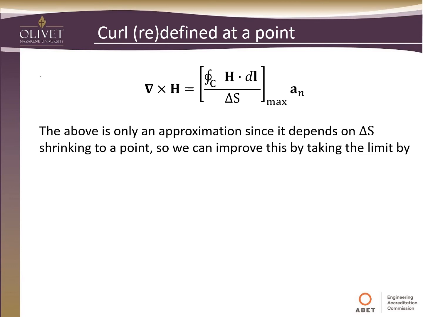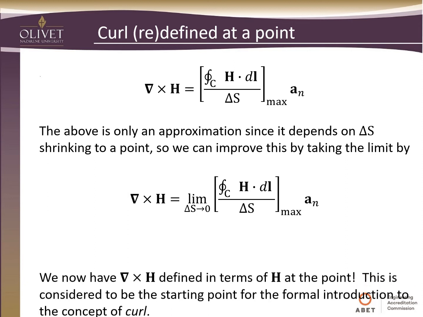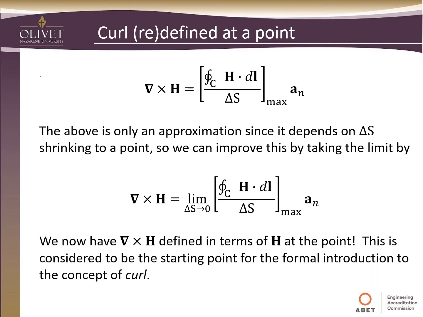So the above is only an approximation, since it depends on the differential surface shrinking to a point. We can improve this by taking the limit as this differential area shrinks down to 0. The result is that we have the curl of the magnetic field H defined in terms of the magnetic field at a point. This is considered to be the starting point for the formal introduction of the concept of curl.